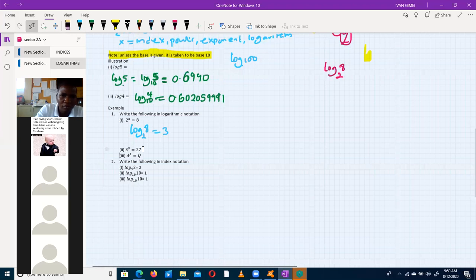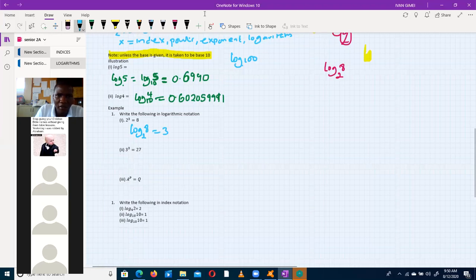Log 27 to the base 3 is 3... This is log 27 to base 3 equals 3. Hey, what about this one? Log q to the base a is equal to p.